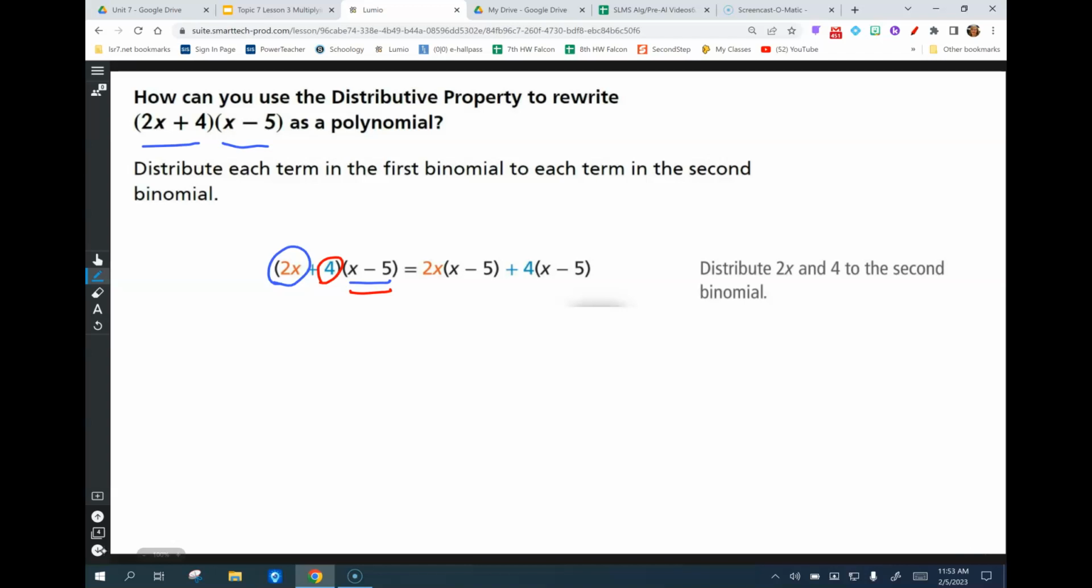I am not going to write it out in this form. I'll show you how I will do it too. But I just wanted to show you what is happening. We're taking the 2x times x minus 5. And then we're taking the 4 times x minus 5. And that's what this is showing here.